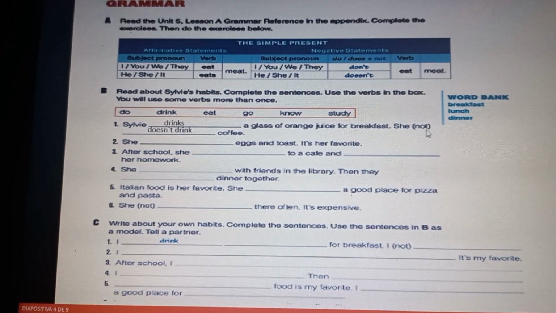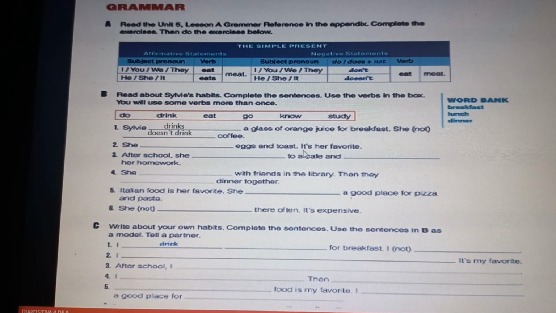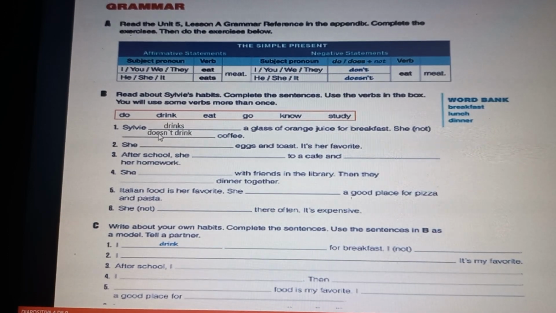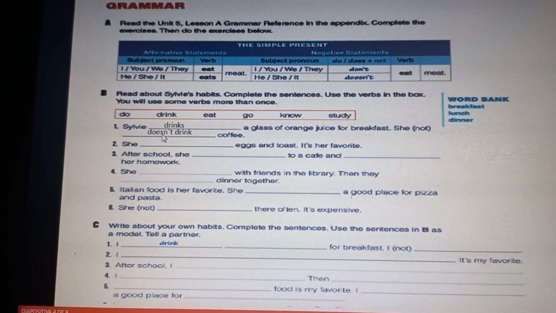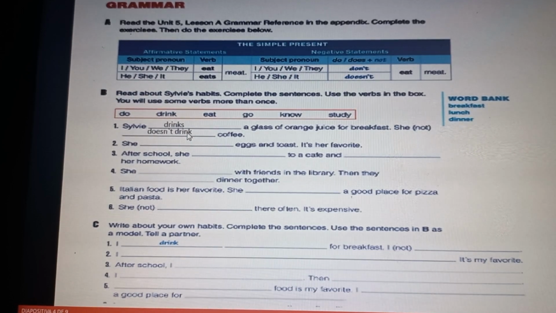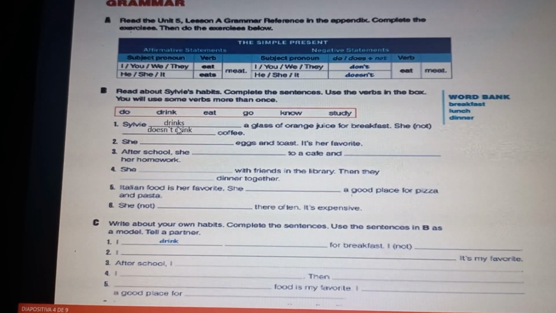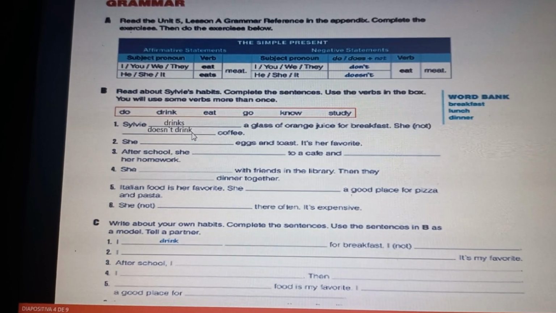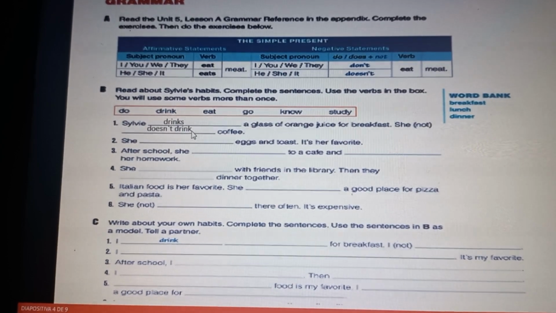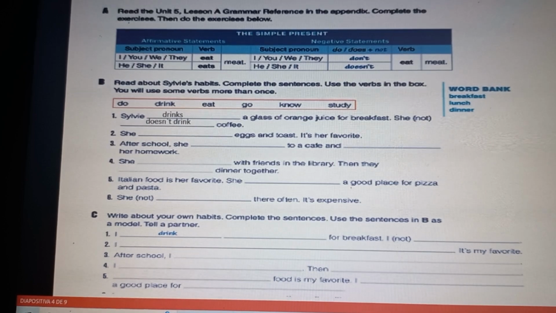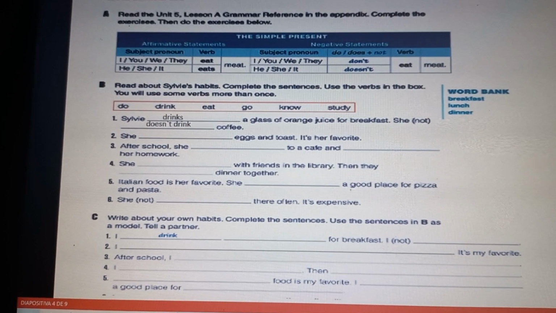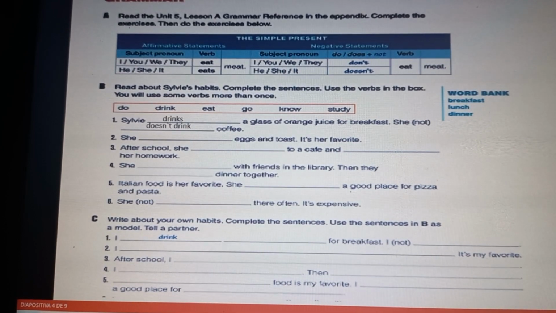She, also we have here the negative part, and we have to use the negative form. Doesn't drink. Remember, when we have the auxiliary in negative, we don't have to add the letter S to the verb. Please complete these exercises in your book for the next class.